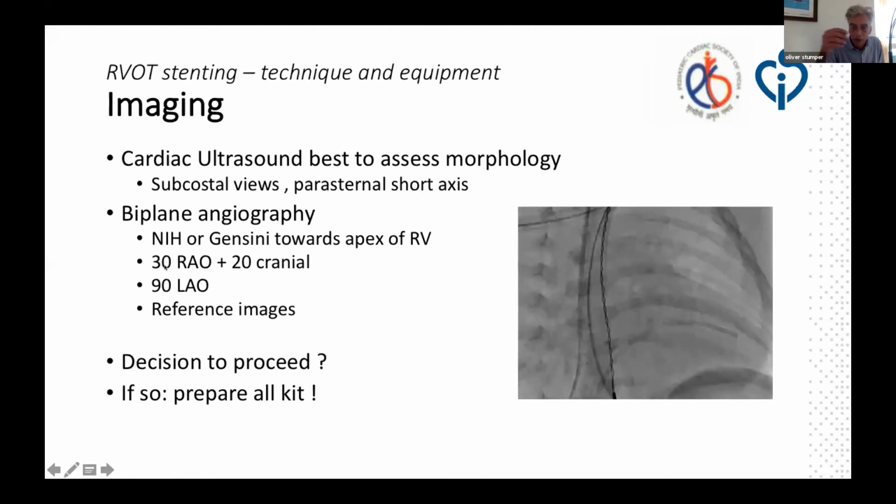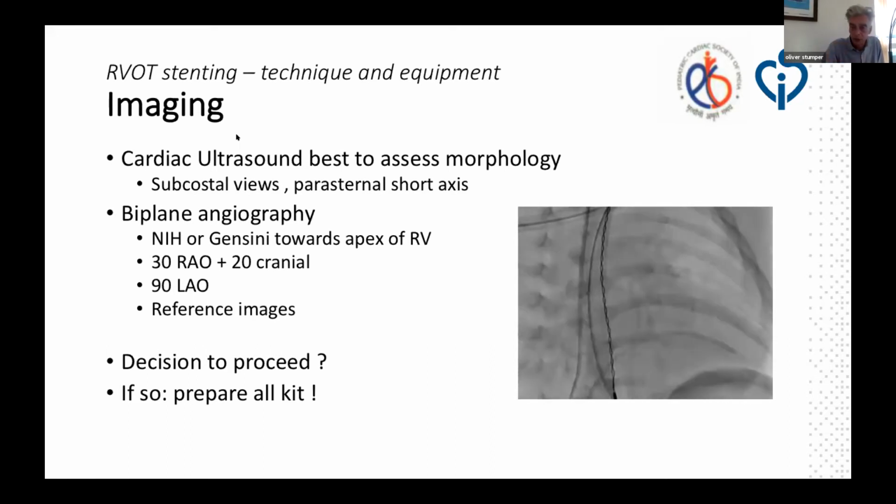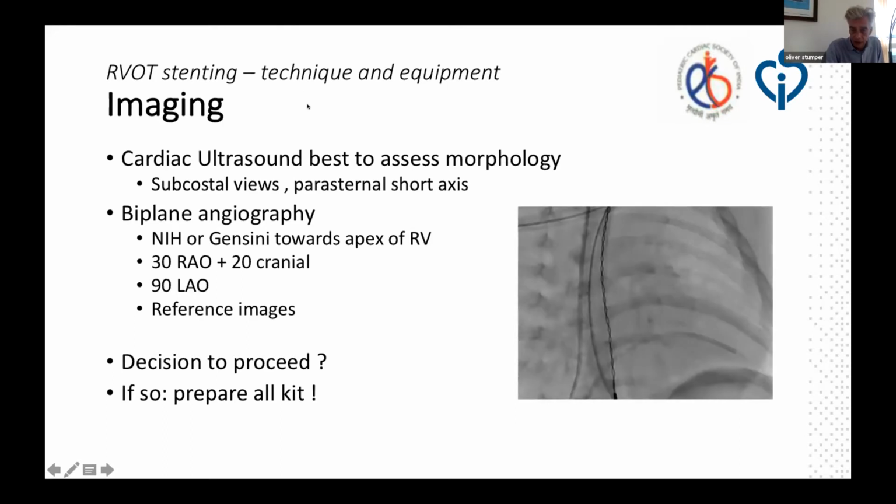Now, RVOT stenting we introduced in about 2005, and it has become our principal technique in the management of Fallot-type lesions in the initial palliation. And certainly in the UK, neonatal repair of tetralogy of Fallot remains the exception.